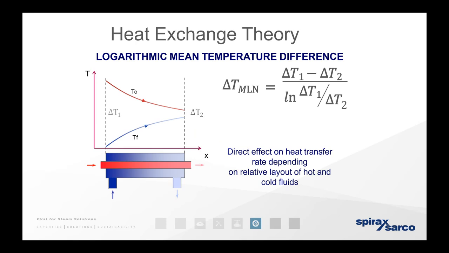Here, as you see, you have delta T MLN equals delta T1, your primary inlet, minus delta T2, your primary outlet, divided by ln of delta T1 divided by delta T2.